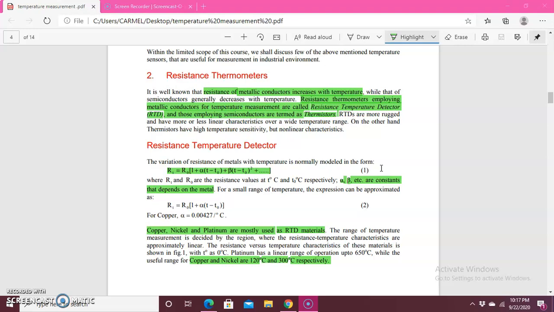How can we identify the difference? If the same metallic conductor is replaced with a semiconductor, and there is a change in temperature, then it comes under the thermistor.